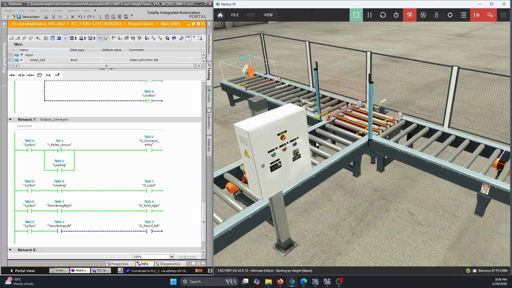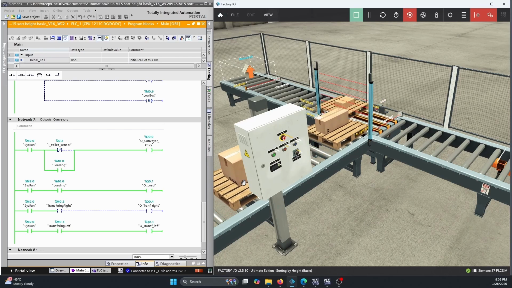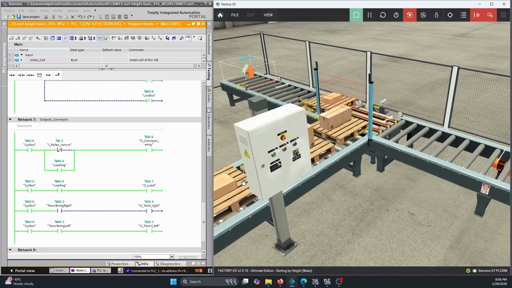Okay, and what about a low box? Nice, low box coming in. Okay, low box should go to the left. Looks good. As soon as it gets to that point though, then we got carnage. Okay, but we're doing well so far, guys.